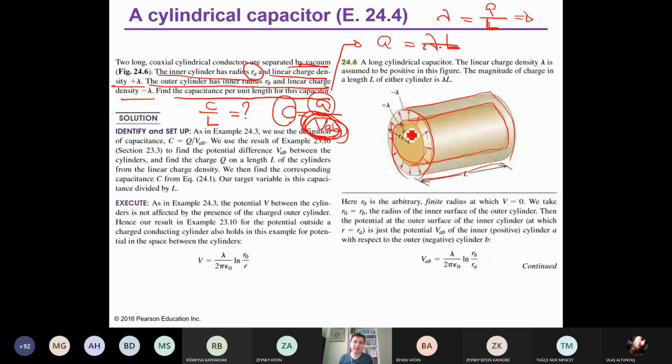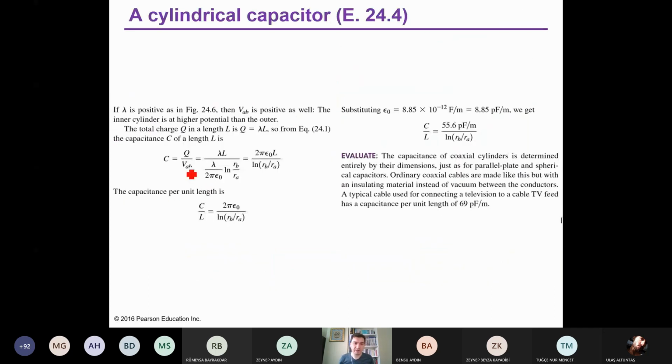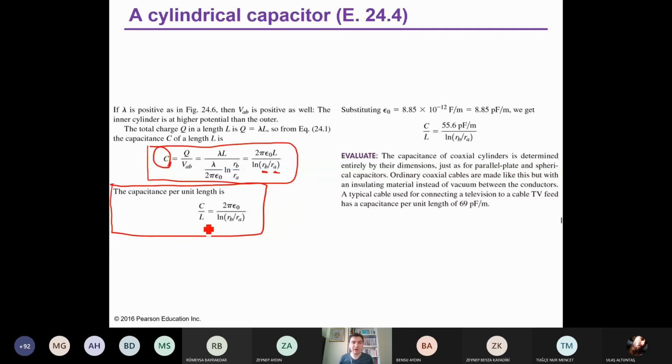And what about the VAB, potential difference for this cylinder? We have done it during the last lecture, in example 23.10. So if you know the potential difference and just use this one, then you can calculate the capacitance of this capacitor. This is the capacitance of the capacitor, this is the length of the cylinder, and these are the RB and RA radius of the cylinders. And in the question, the capacitance per unit length is asked. So you have calculated capacitance and divide by the length, then this is the result.